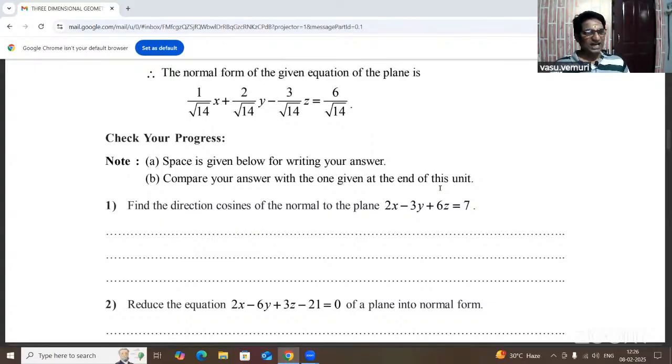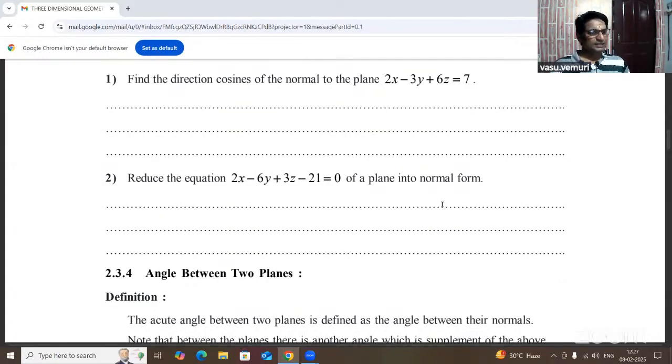Find the DCs of the normal to the plane 2x minus 3y plus 6z equal to 7. What are the DCs? Here a value 2, b value minus 3, c value 6, and L equal to a by root of sigma a square, 2 by root of 2 square plus minus 3 whole square plus 6 square. 4 plus 9 is 13, 13 plus 36 is 49. So root 49 means 7. So 2 by 7, minus 3 by 7, and the n value is 6 by 7. Okay, that is the simple expression.